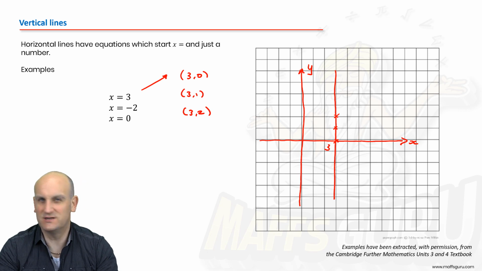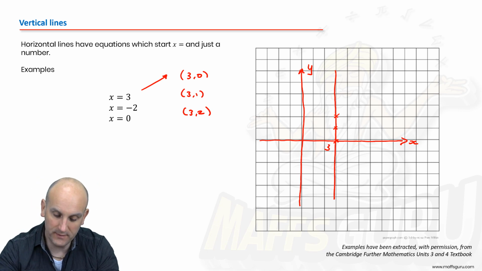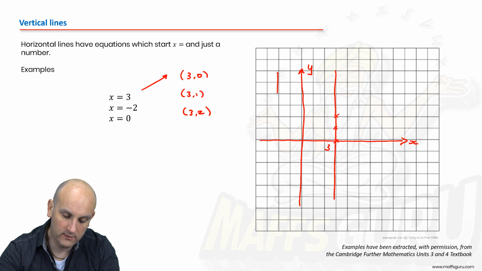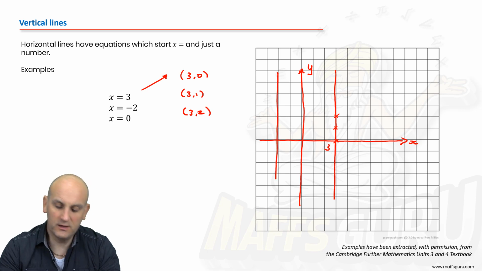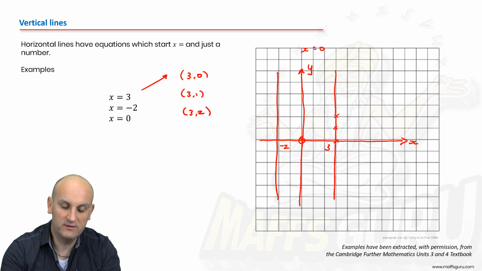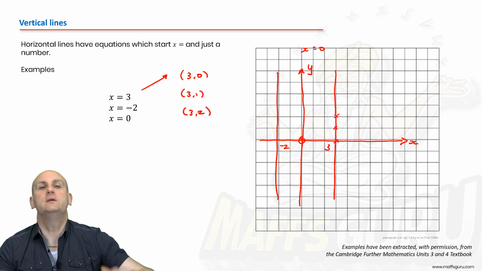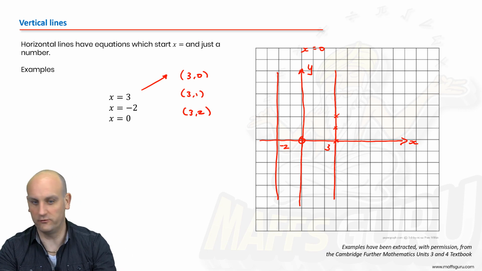Again, counterintuitive, isn't it? Because we know x is that way, but not for vertical lines. x equals 3 means all of the x values are 3. Where's x equals minus 2? Well, that's going to go through here. So it's going to go through the value of minus 2 as shown, assuming that that there is 0. And x equals 0, as I said earlier in a previous video, that's just a trick. That's another name for the y-axis. Don't get tricked by vertical lines. Don't get tricked by horizontal lines.